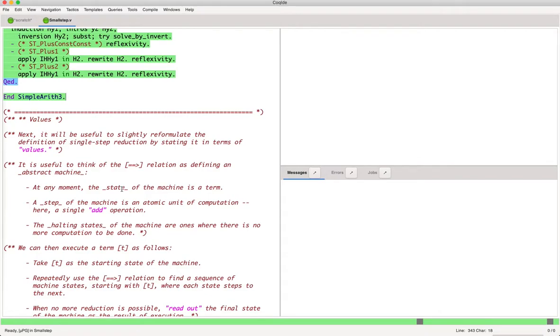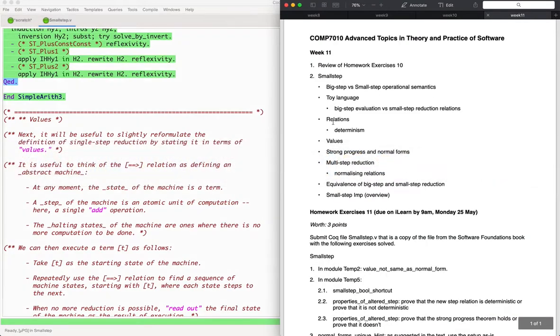Okay, so that's relations in general and determinism of the step thing. We'll come back in the next part and start talking about values and strong progress in normal forms.